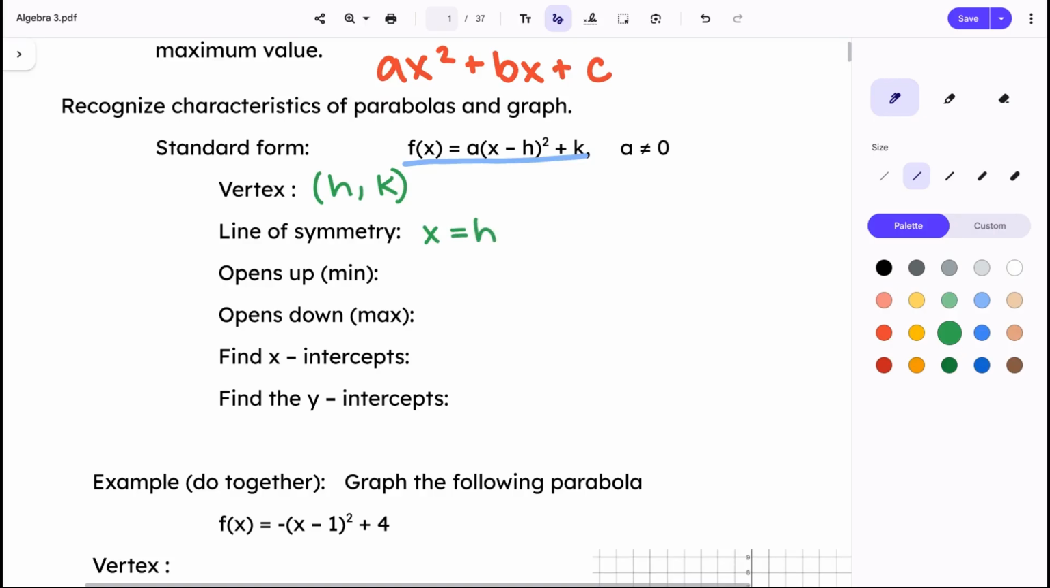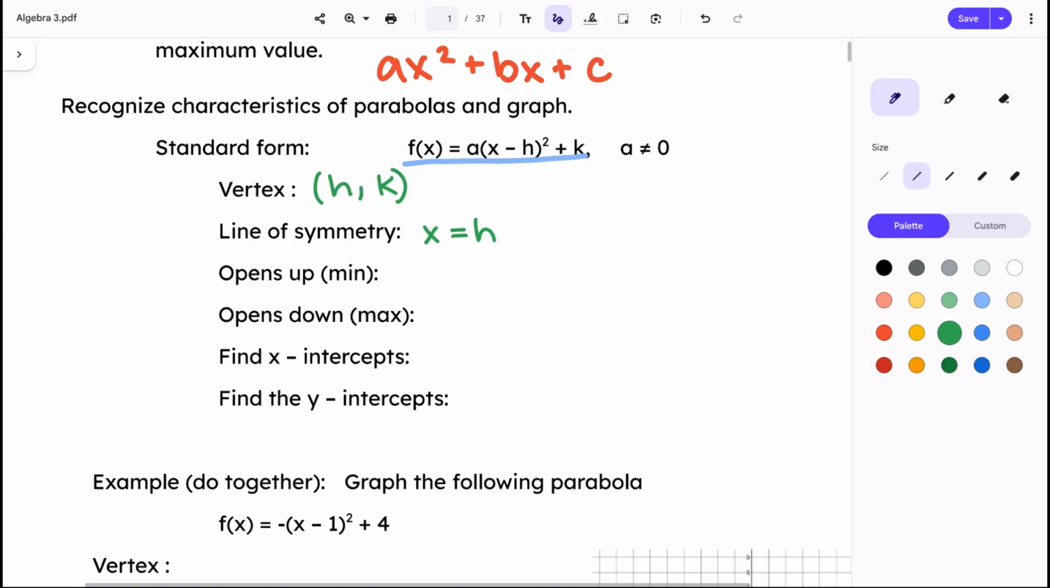Whatever your H value is going to be a line that we graph on our x-axis. So it's going to be x equals whatever that number H would be from our equation up above. We're going to graph that on the coordinate plane. Usually when we graph it, we use a dotted line to represent that because it's just like the mirror that's happening and it splits that parabola in half.